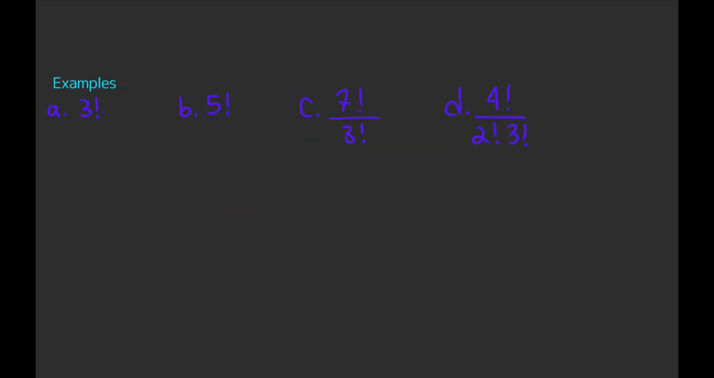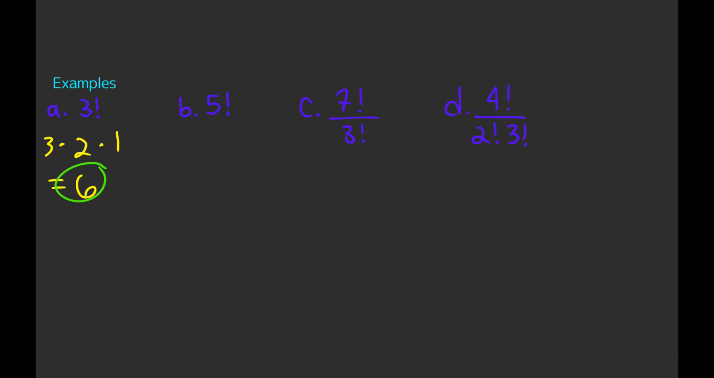Alright, let's move on to some examples. Example A is 3 factorial. 3 factorial is going to be 3 times 2 times 1. And well, this is really just 3 times 2, which we know equals 6. So that will be our final answer.